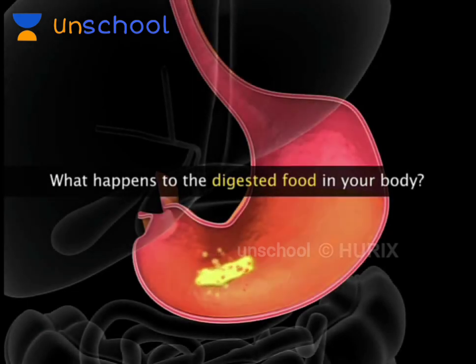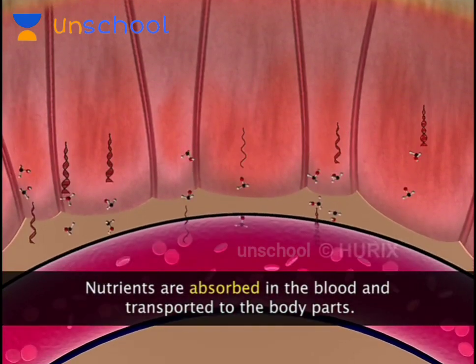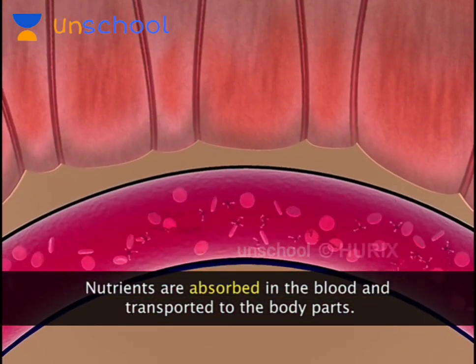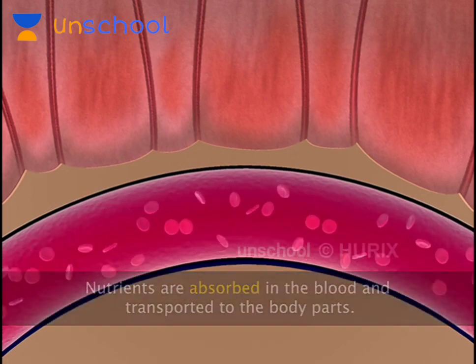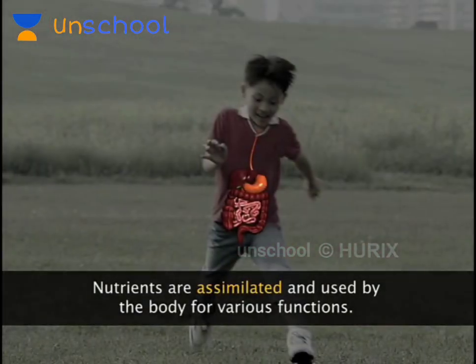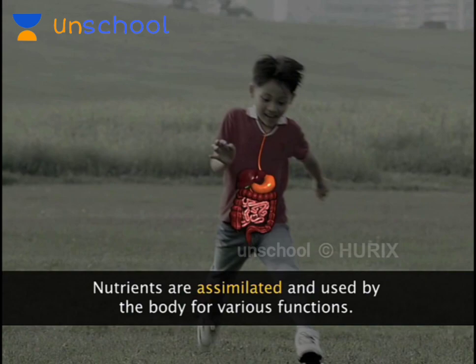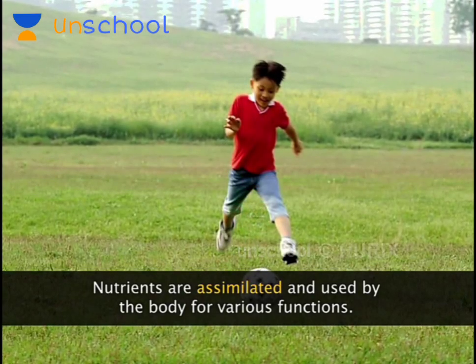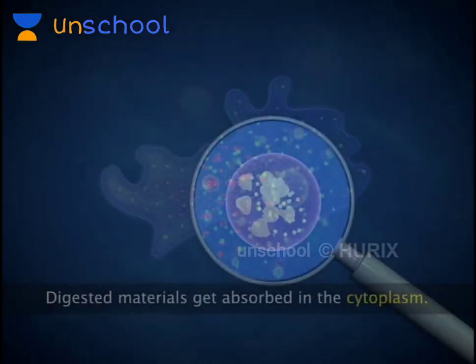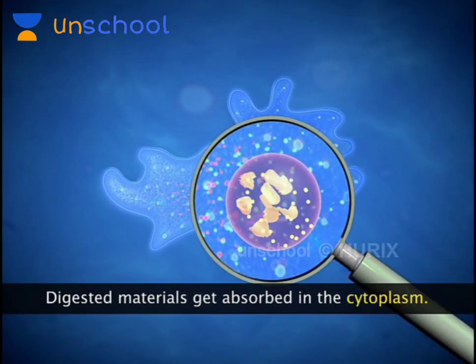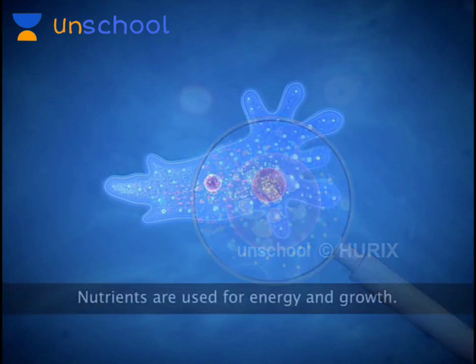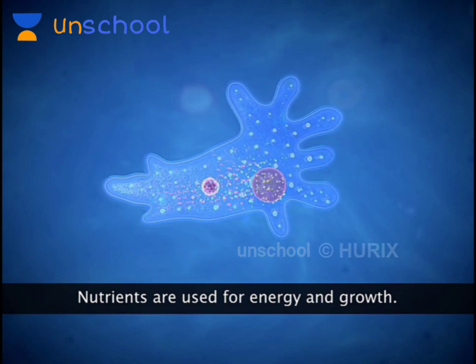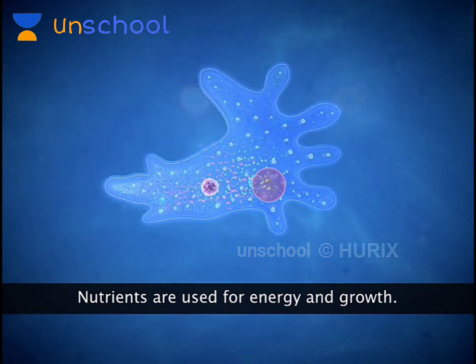What happens to the digested food in your body? The nutrients from the digested food materials are absorbed in the blood and are transported to the various parts of the body. These nutrients are then assimilated or used by our body for growth and other functions. Similarly, in amoebae, the digested materials get absorbed in the cytoplasm. The amoeba uses these nutrients for growth and other life processes.